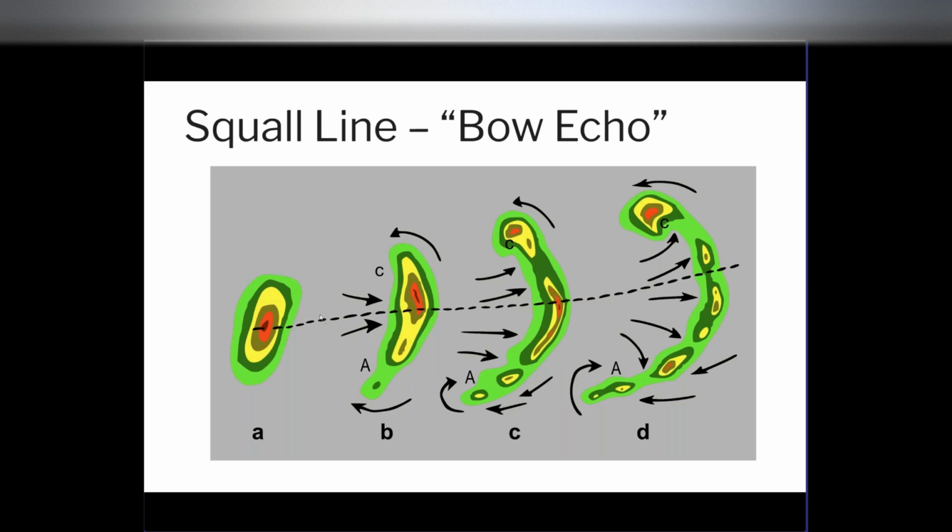So as long as the rear flank, the low-level jet pushing in behind, continues to maintain balance with the inflow, you end up developing this line into a more robust line. Then over time, you can end up with these circulations along the line, and sometimes you end up with what we call a bookend vortex.